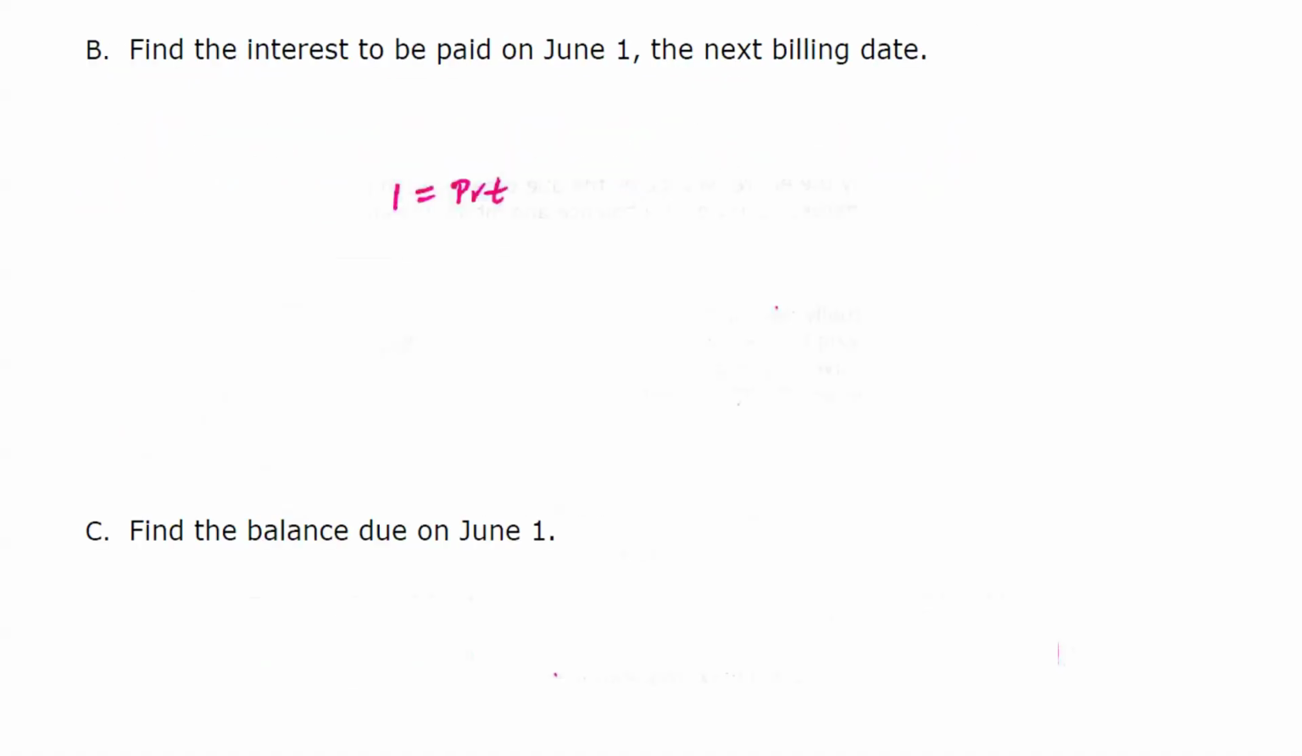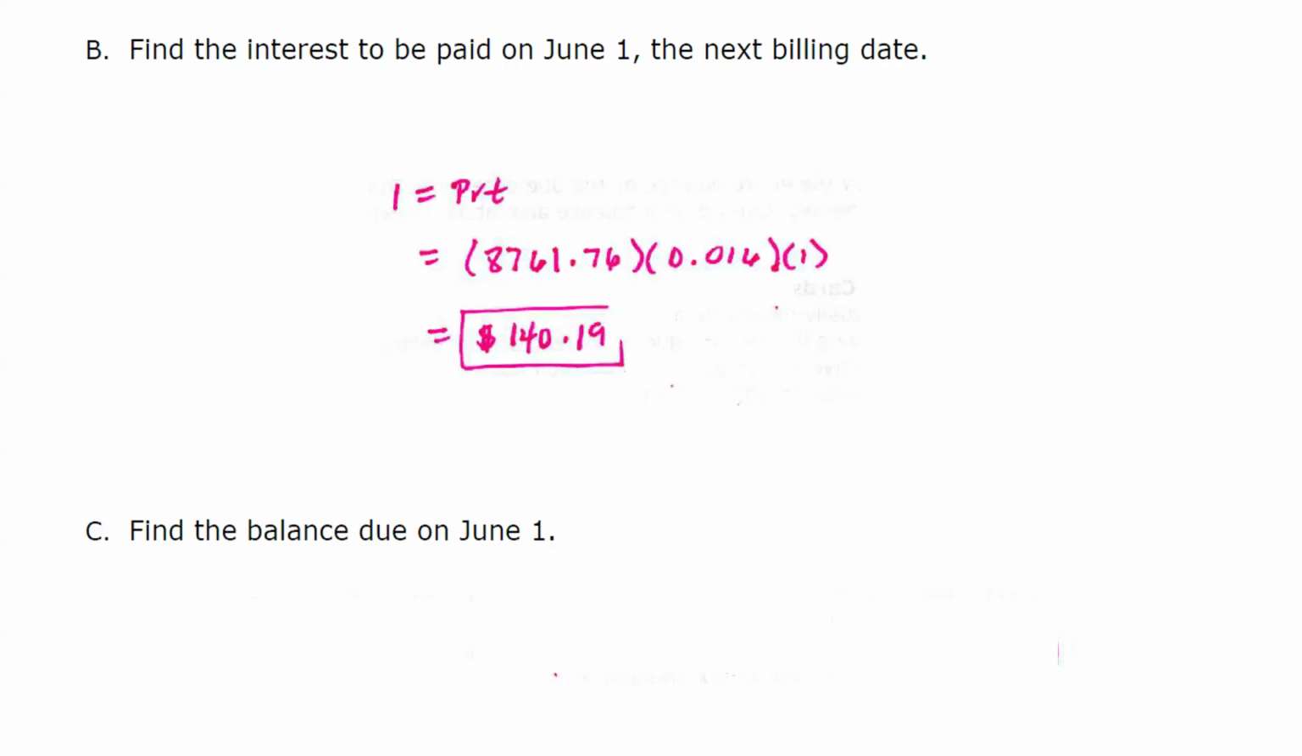All right, so our interest formula is I equals PRT. So P is going to be our average daily balance. Then we're going to multiply it by our interest rate, which is 1.6%. So as a decimal, that's 0.016. Then we're going to multiply it by T, which is 1, 1 month. So that gives us a total of approximately $140.19.